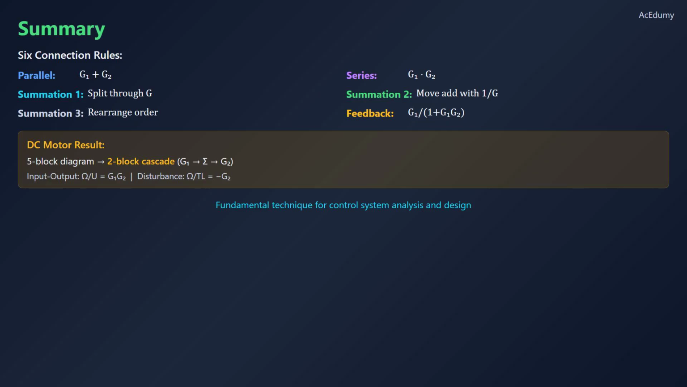To summarize, 6 connection rules form our simplification toolkit: parallel, series, 3 summation rules, and the crucial feedback rule, G1 over 1 plus G1G2. We reduced the DC motor from a complex 5-block diagram to a clean 2-block cascade. This separation of input-output and disturbance-output behavior is fundamental to control system design.